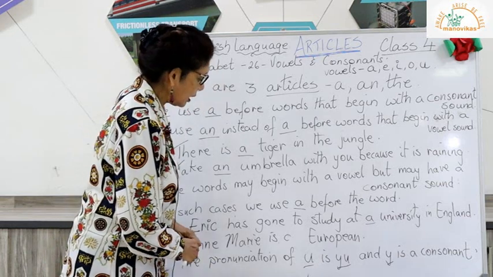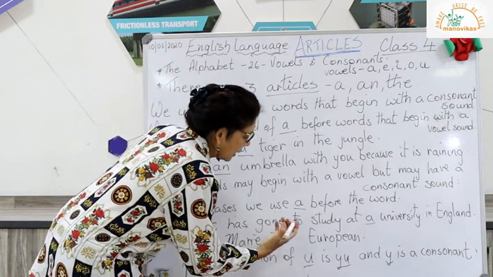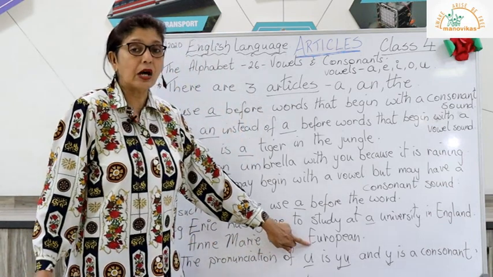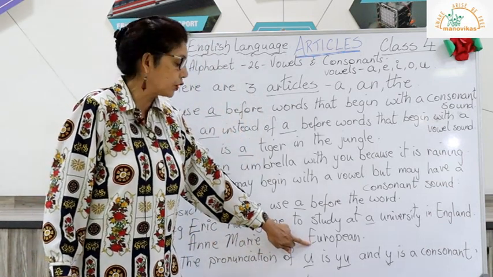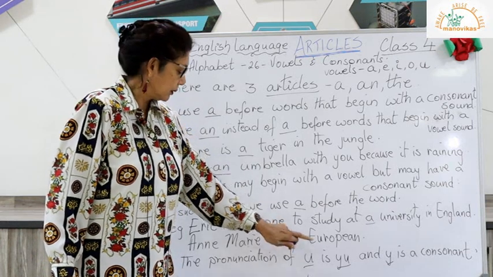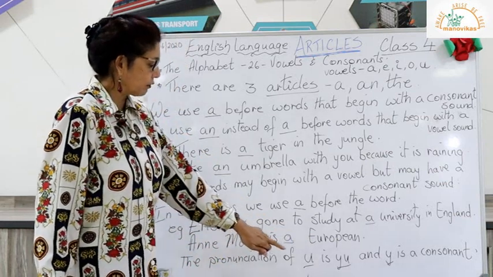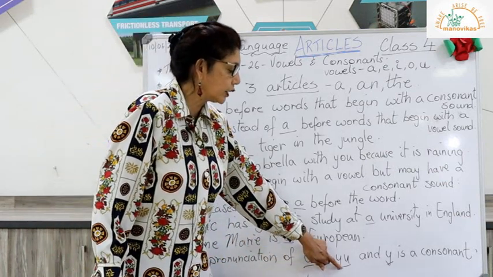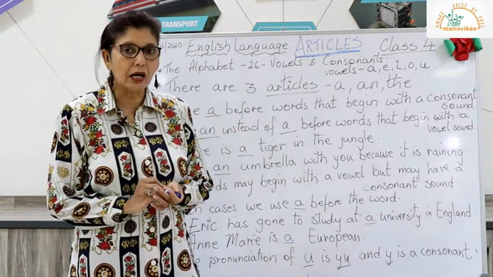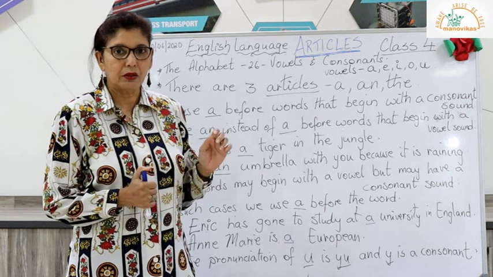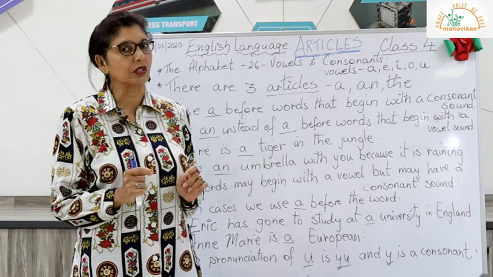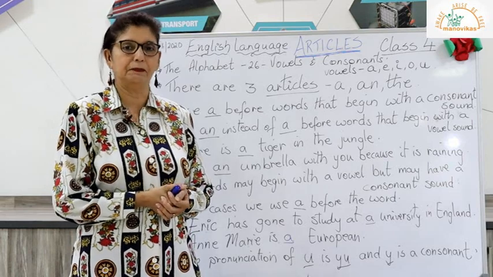Why do we say she is a European? Because E again has the sound of Y, European. You don't say an European. So the pronunciation of U in both the sentences is YU and Y is a consonant. So therefore we use a in front of a word beginning with a vowel, but yet if the sound is the sound of a consonant, then we have to use a.